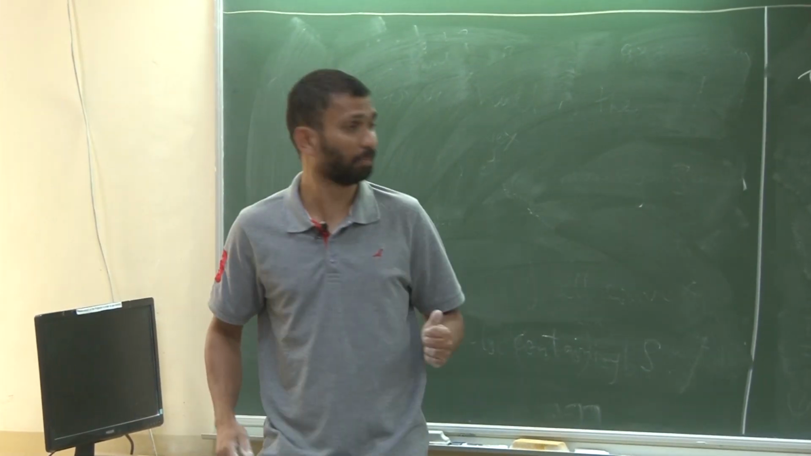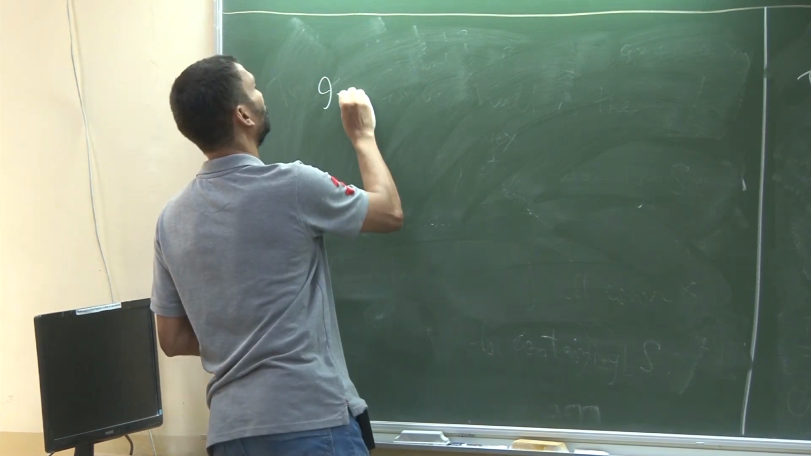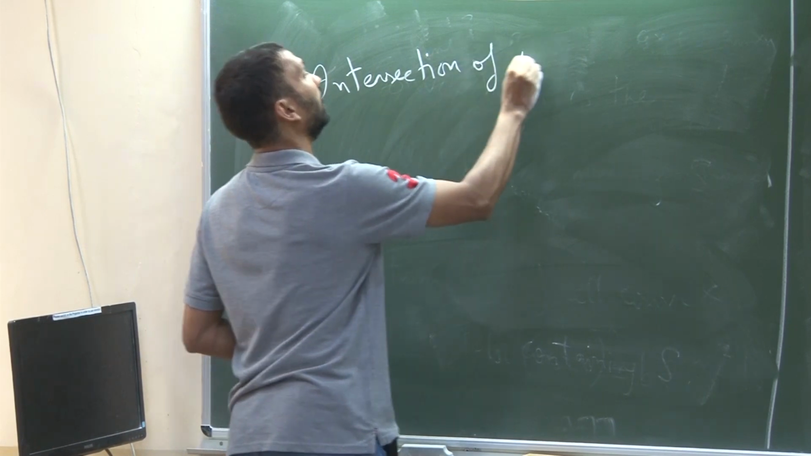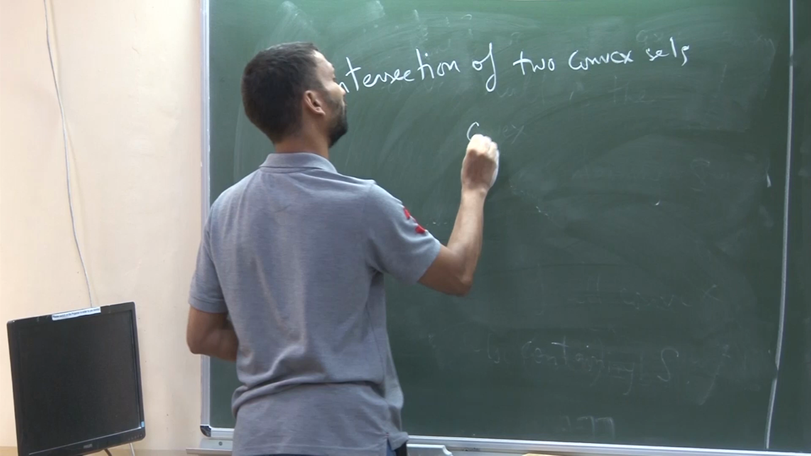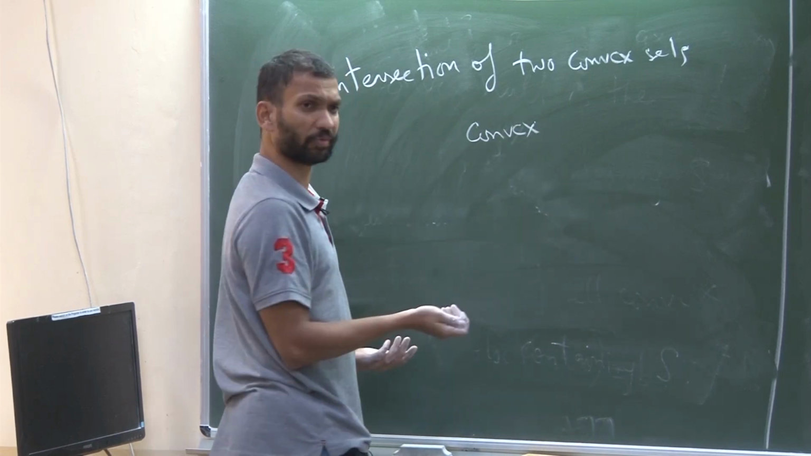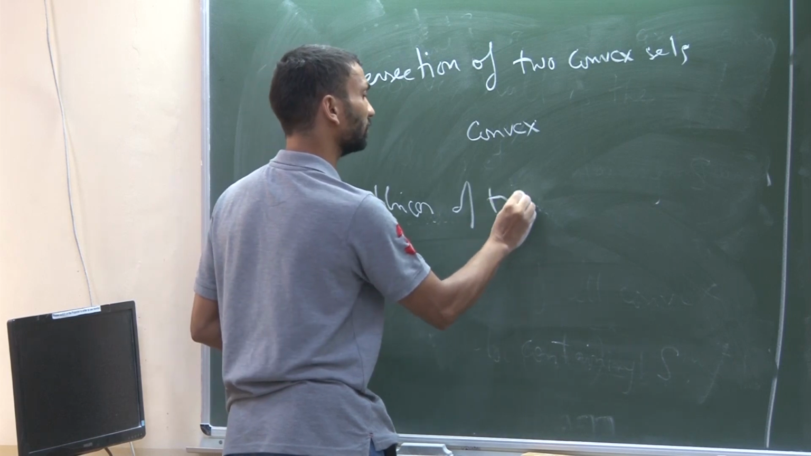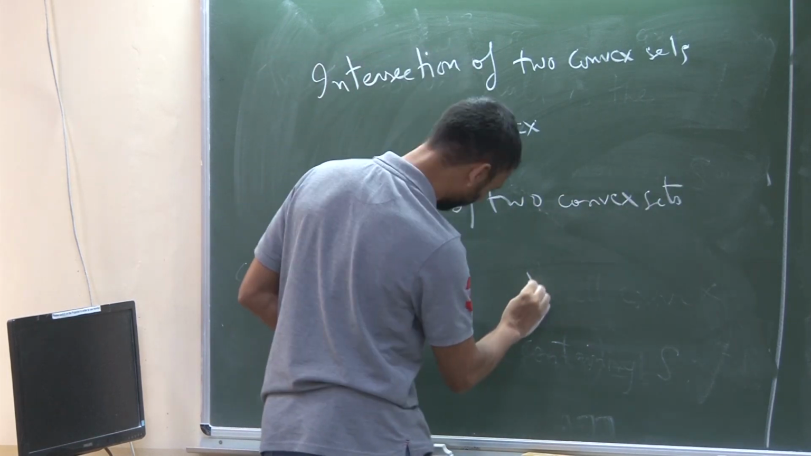And before I proceed further, the intersection of two convex sets is convex. Similarly, the union of two convex sets is not convex.